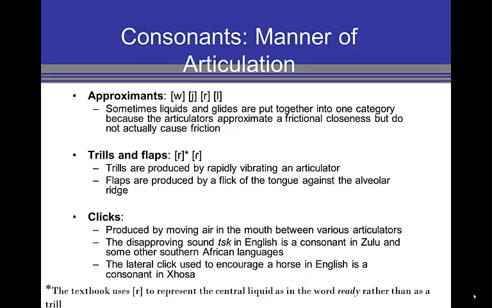Clicks are produced in a very different way from all other consonant sounds we've discussed so far. Essentially, the tongue forms a pocket of air against the roof of the mouth at various places of articulation, which creates suction, and then it's released very quickly, causing a click-like sound.